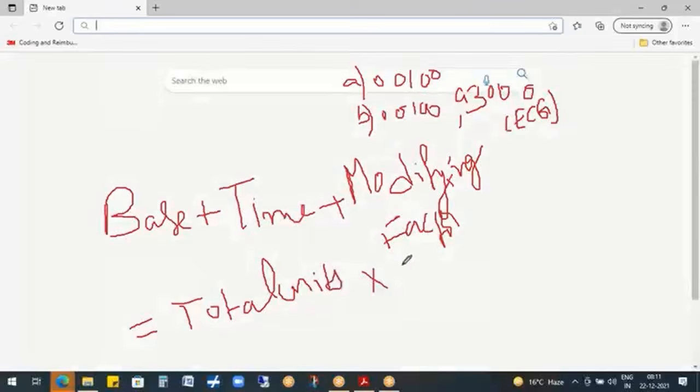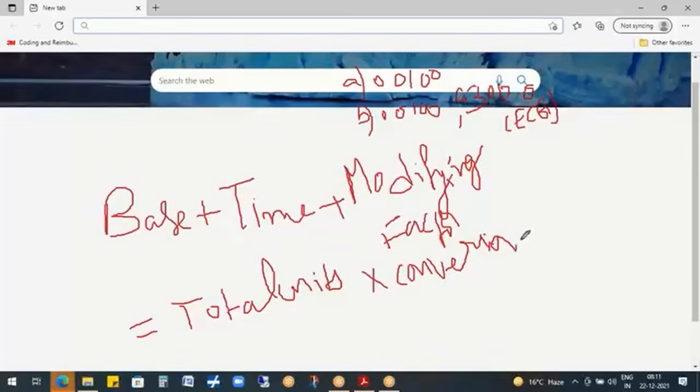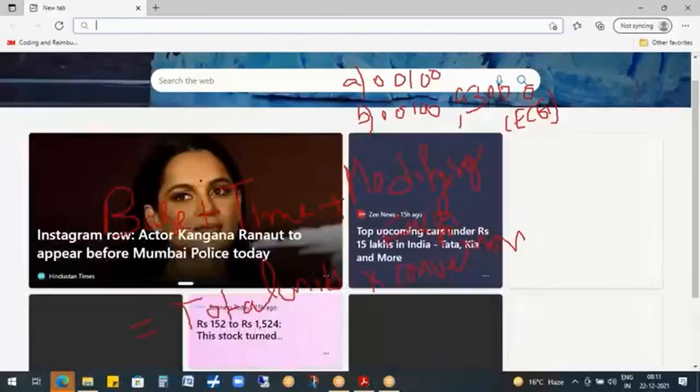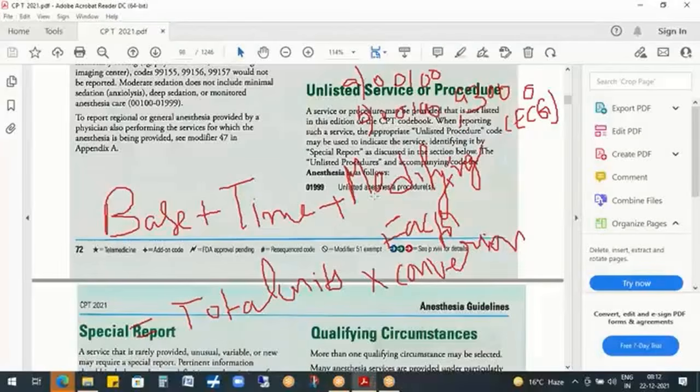Into conversion factor. Base plus time plus modifying factor equals total units into conversion factor.